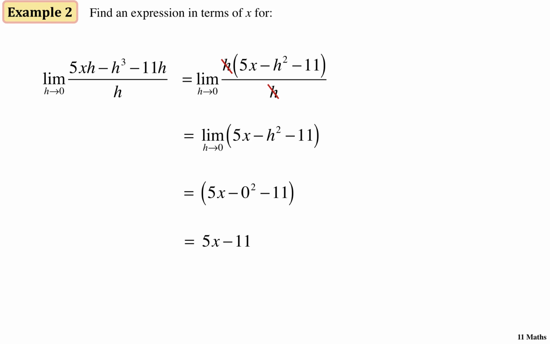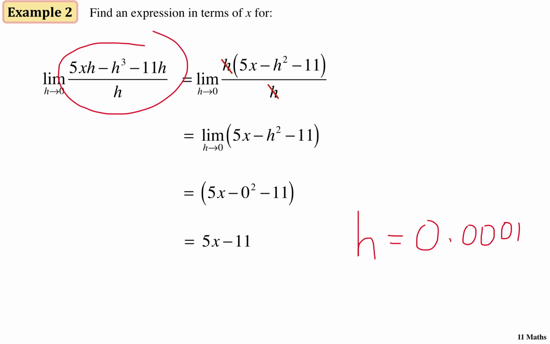So that's how a limit works. If you wanted to do it an alternate way, you could say, what's a number really close to 0? I could let h equal 0.0001 maybe. And up in this original question here, wherever you see an h, put in 0.0001 and you'll end up with an answer very, very close to 5x take 11.